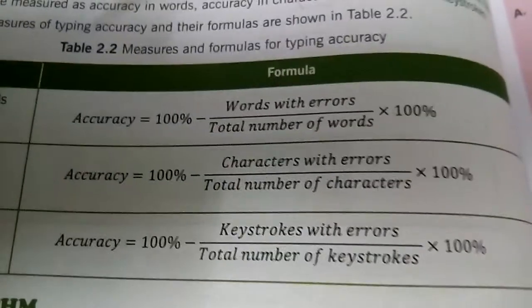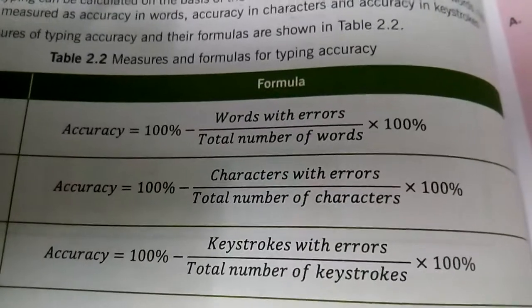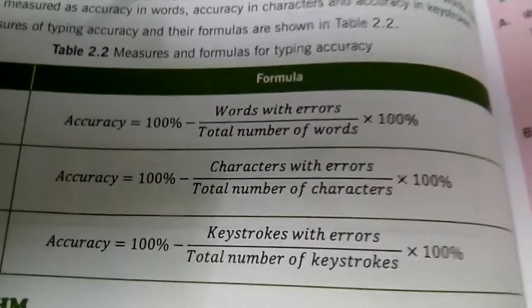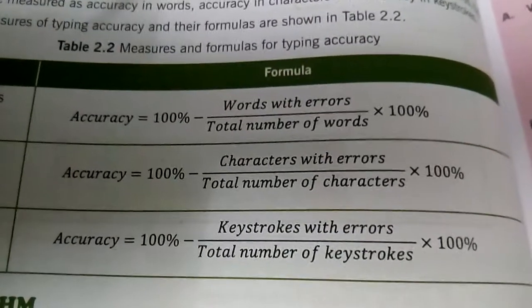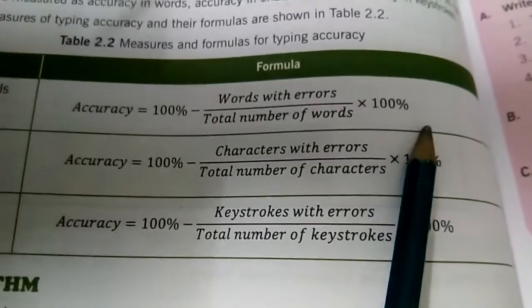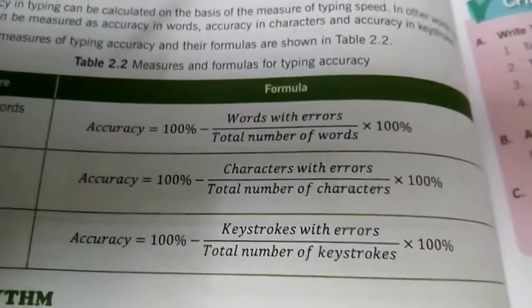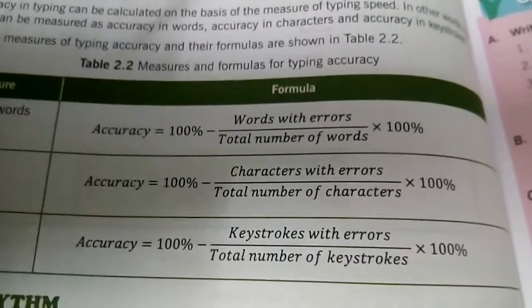So there are different measures of typing accuracy and their formulas. Accuracy in words equals 100% minus words with errors divided by total number of words, into 100%. This one will be the accuracy in words.